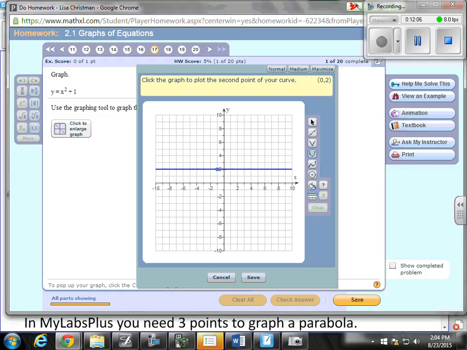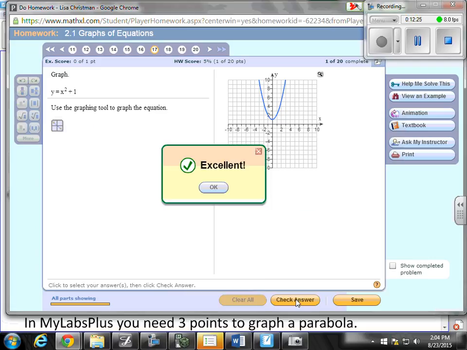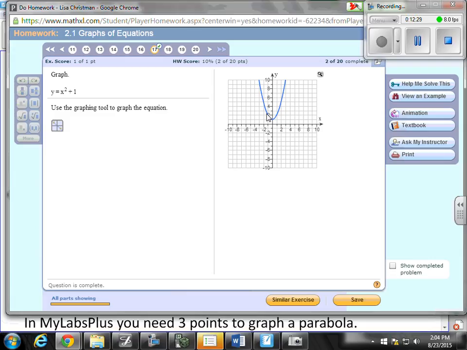So there's -1, 2, there is 0, 1, and notice when I come up to that third point, now it creates that U shape. So those were those 3 points that I chose to graph by hand. I'm going to hit the Save button down at the bottom of that blue screen, and then check my answer. And it likes that answer. So be careful when you're graphing. You need a point to the left of the vertex, and a point to the right of the vertex.